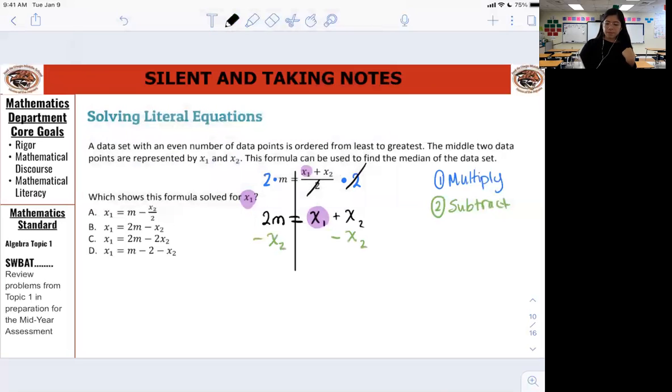Miss, how do you do this? Good question. Can I actually do 2m minus x2? They're not real numbers, so I can't just add them or subtract them. So the only thing I can do is keep them separate. So this would just be 2m minus x2. I'm just keeping them separate. And that's it. Which answer is it? B. Yes, 2m minus x2. They just kind of wrote it the other way.